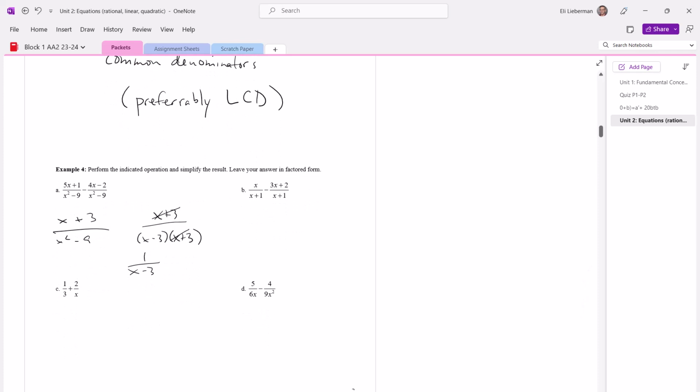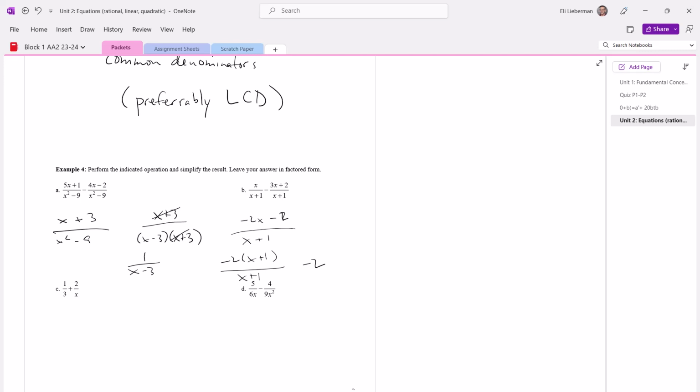B. Okay, so we have negative 2x minus 2 over x plus 1. Factor out negative 2, leaving you with x plus 1 over x plus 1. And we're left with negative 2.